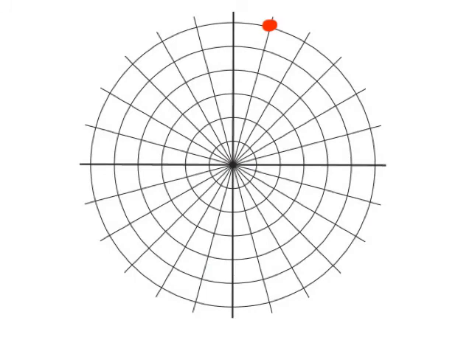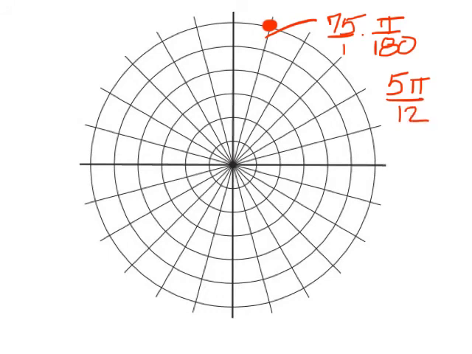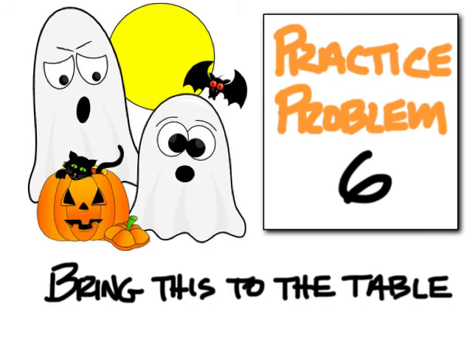Bonus number 5. For the bonus problem, you know these are in 15-degree increments, therefore this is 75 degrees. If you convert that to radians, you multiply by pi over 180 and then reduce it down. 15 goes into 75 5 times and into 180 12 times. 5 pi over 12, and this is going out 1, 2, 3, 4, 5, 6. 6 and 5 pi over 12 is the bonus.